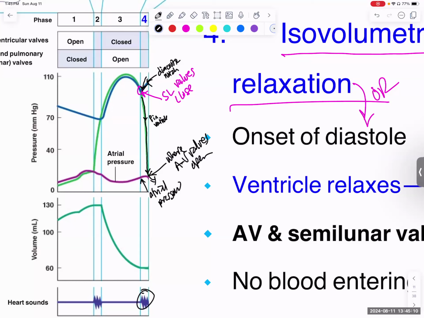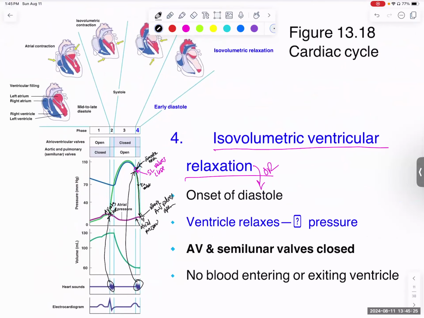This is that second heart sound we're hearing when the semilunar valve closes. Here's when the AV valves close. And here's where we hear that first heart sound. So isovolumetric ventricular relaxation is the onset or start of diastole. Ventricles are relaxing. You have a decrease in pressure, but all valves are closed. No blood is entering or exiting.